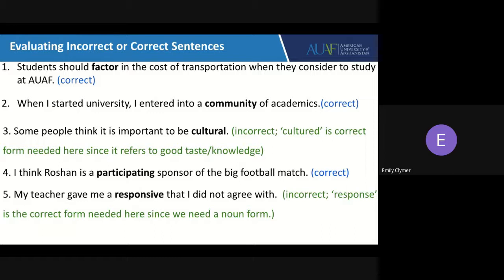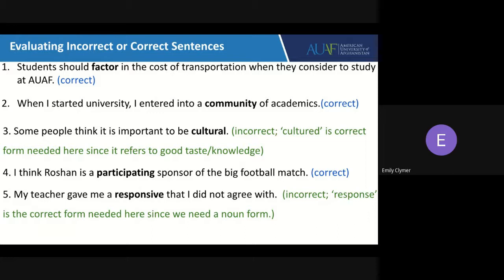Number two, when I started university, I entered into a community of academics. Also correct, you see here that the noun community also is followed by the preposition of, and it's being correctly used. Number three, some people think it's important to be cultural. This is incorrect. Again, cultured is going to be the correct form needed here because it refers to good taste and knowledge, and because it's describing people.